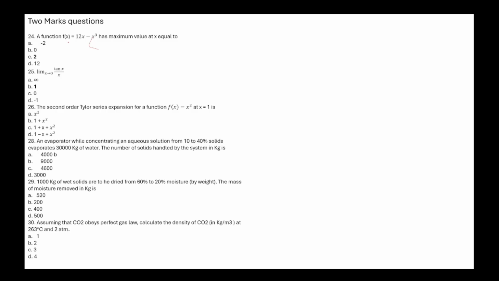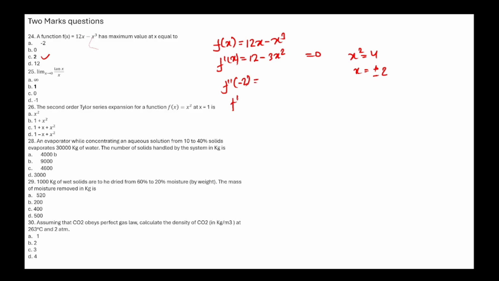A function f(x) = 12x minus x cube has a maximum value at x equal to 2. I think there is no need to solve this, but still, f(x) = 12x minus x cube, so f dash x will be 12 minus 3x square. Putting it equal to 0, x square is equal to 4, so x equal to plus minus 2. Checking f double dash at minus 2 and at plus 2, you will get the answer 2.